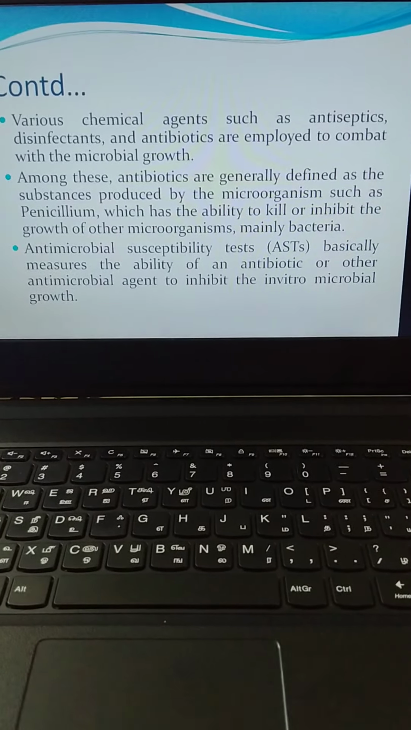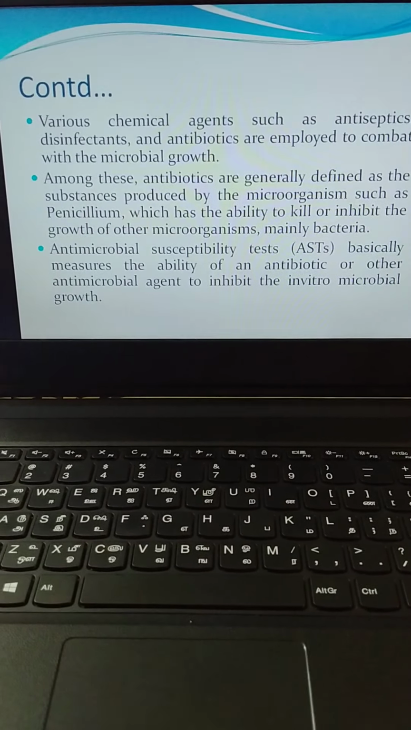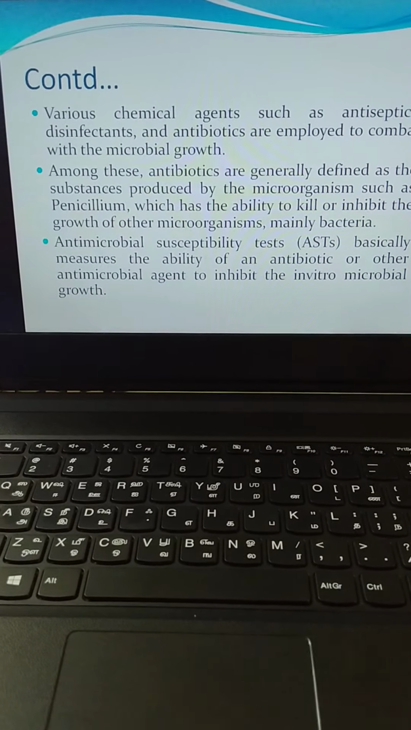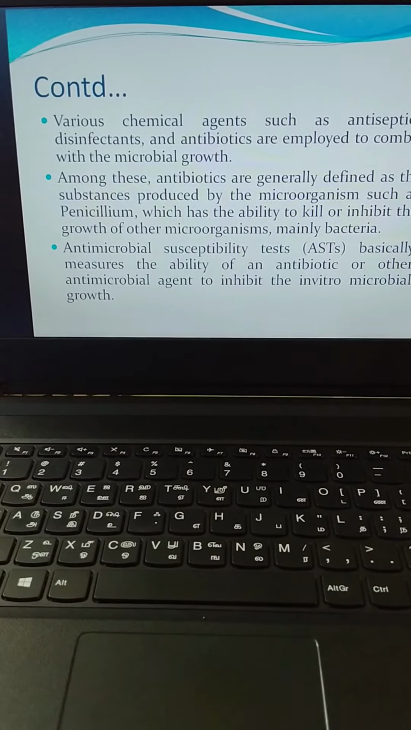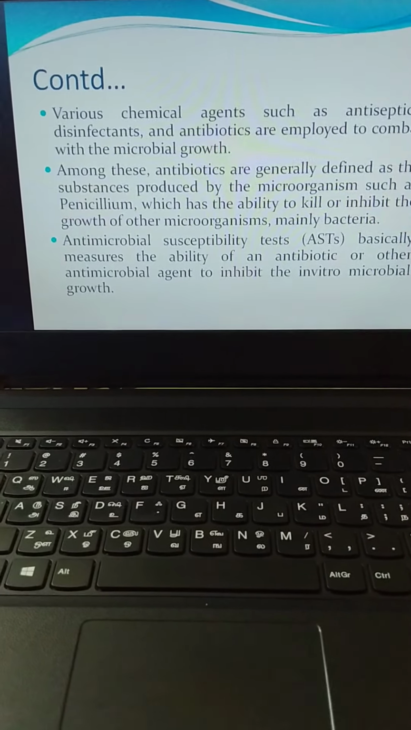An antimicrobial susceptibility test, in short AST, in a microbiological lab will basically measure the ability of an antibiotic or other antimicrobial agent to inhibit in vitro microbial growth, or IMG.